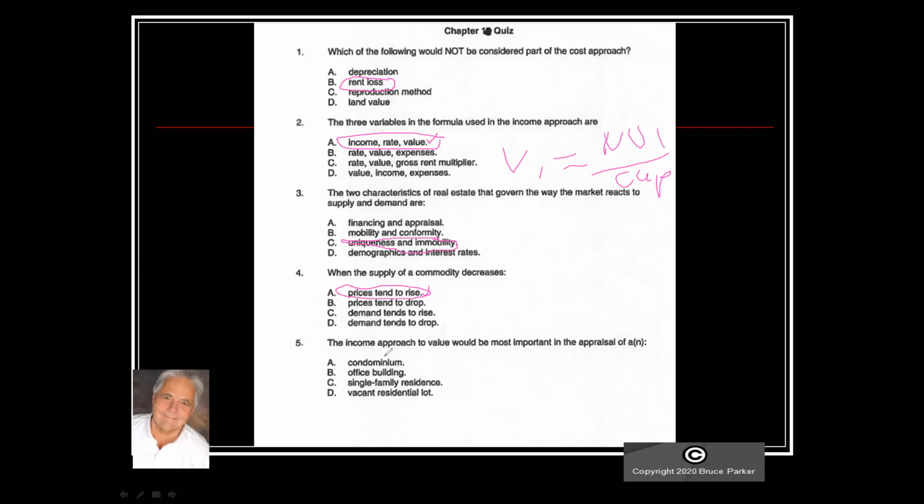Question number 5, the income approach to value would be most important in the appraisal of, so not a condominium, that's comparable sales, not a single family residence, that's comparable sales. So we're looking at the income. An office building would be most appropriate for income because it has income, and a vacant residential lot doesn't have any income, so we wouldn't use the income approach. So again, the income approach is most important in an office building, or in a factory, or in an apartment building.